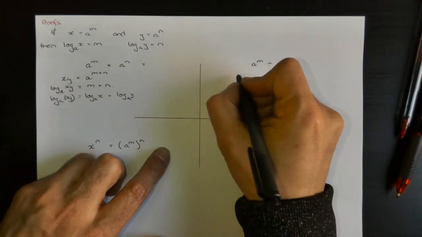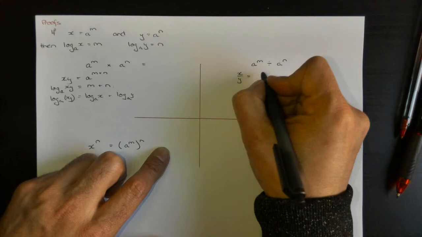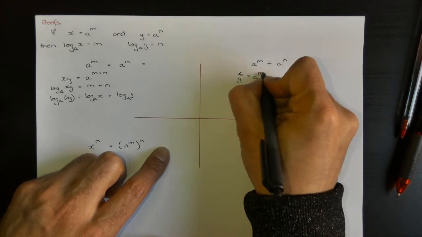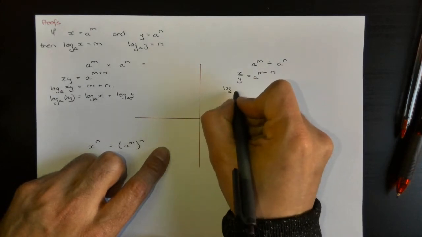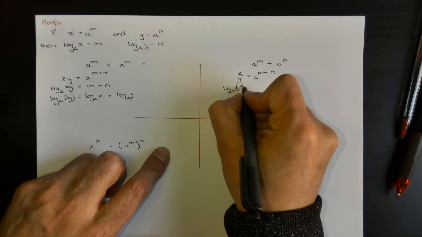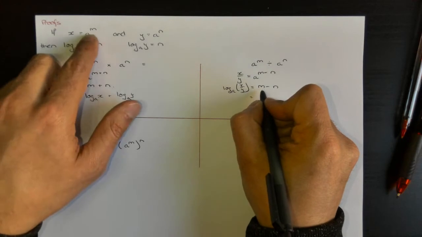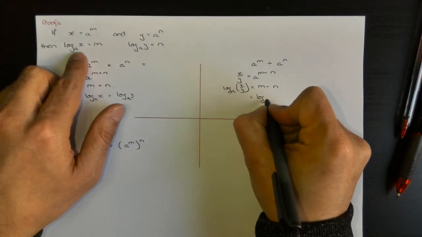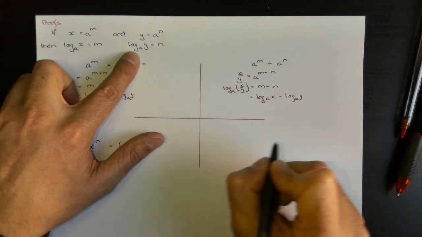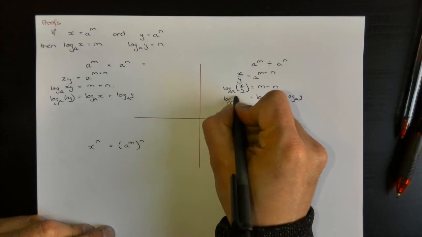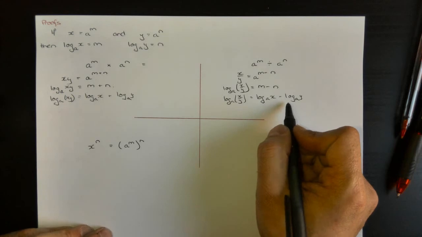Similarly, remember that this is x over y, and that is equal to a to the power of m minus n. If we were to write this down as log base a of x over y, that equals m minus n. The m is log a of x, minus log y base a. So the division is equal to the subtraction.